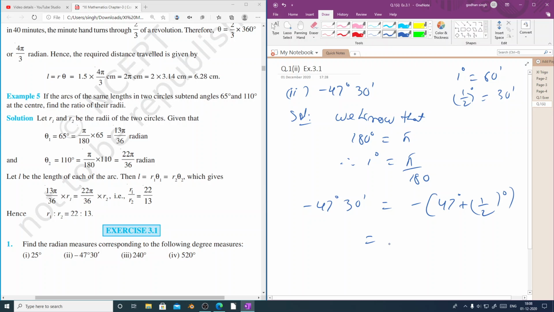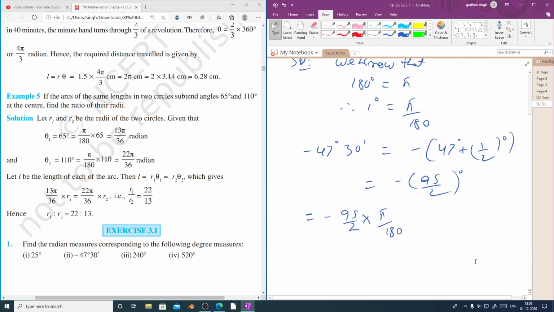and this will give us equal to minus, this is 94 plus 1, so this will become 95 by 2 degree. Degree we'll write outside, that means it's common for both. So this is minus 95 by 2 degree, and now we'll use the formula of 1 degree. So this can be written as equal to minus 95 by 2 into, and 1 degree is pi by 180, so pi by 180. Now we'll again divide them by 5.